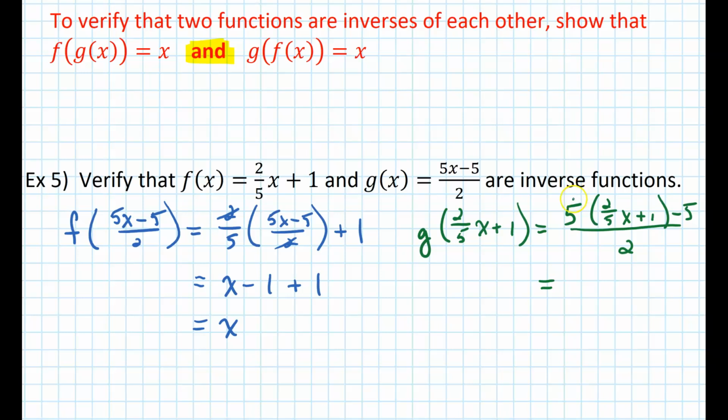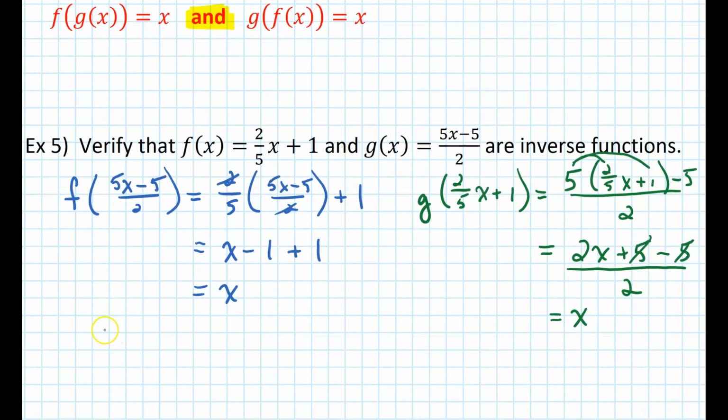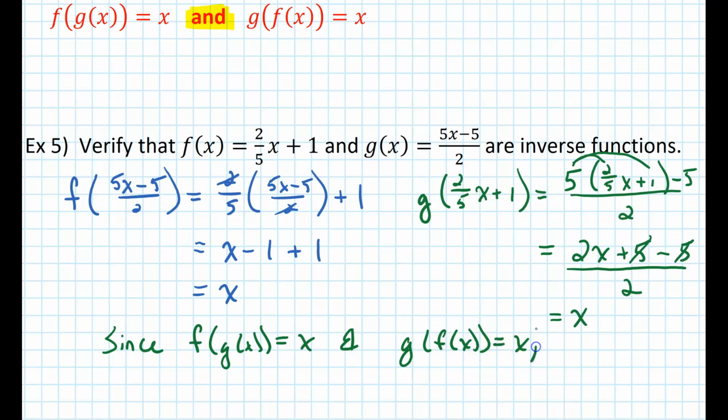Yes. Right. If I multiply this 5 over here, what happens? Over 5 though, which means we're left with 2x. And distributing the 5 over here gives us plus 5. We have a minus 5 on the outside here over 2. And what just happened? That's gone. 2x over 2 is x. Okay. And then we can say, since f of g of x equals x, and g of f of x equals x, f of x and g of x are inverse functions.